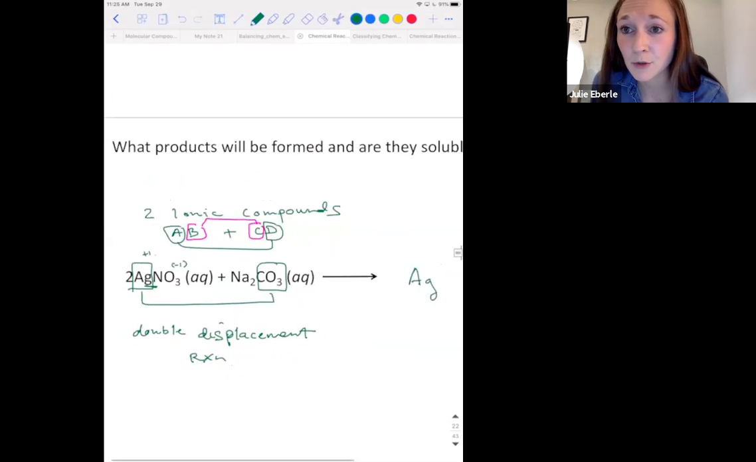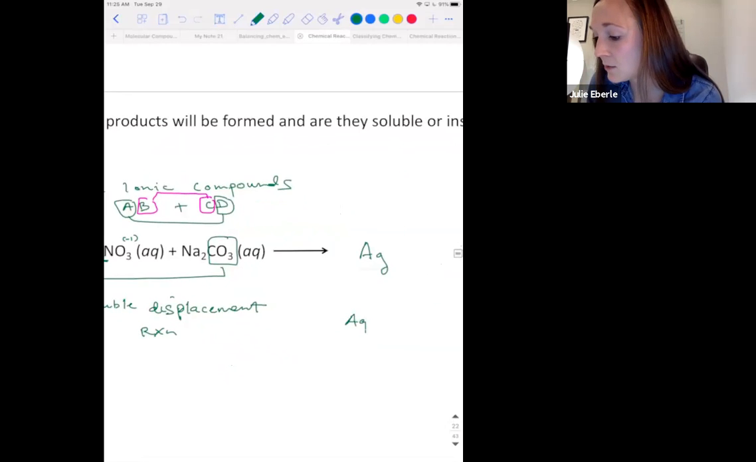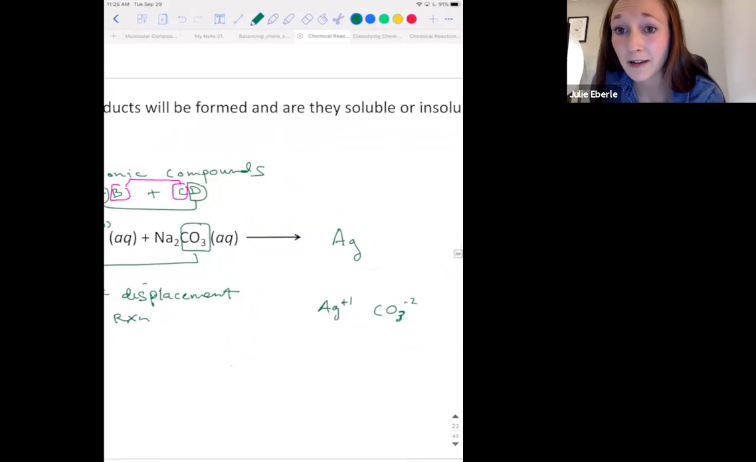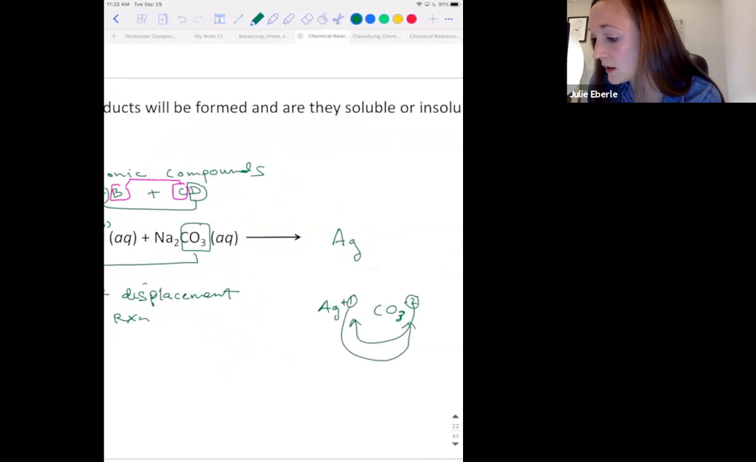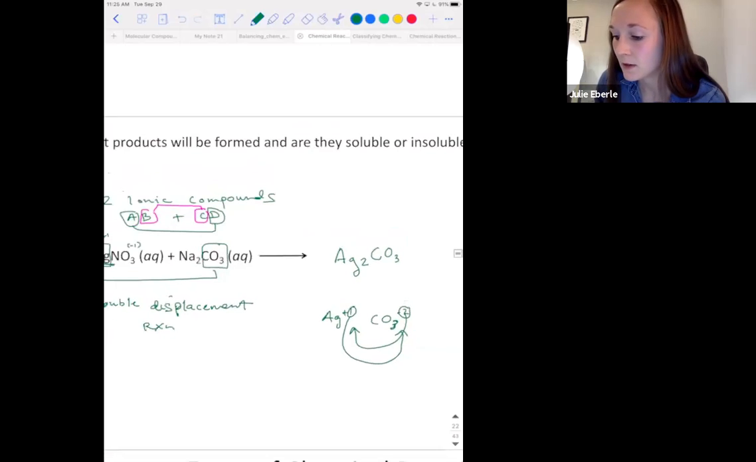Carbonate is a polyatomic. You should know its charge. It's a -2. So I have Ag +1 and I have CO3, whoops, -2. So how many do I need in my compound? Do the switch trick. I need 2 silvers and I need 1 carbonate. So it's going to be Ag2CO3. Okay, so that's one compound.